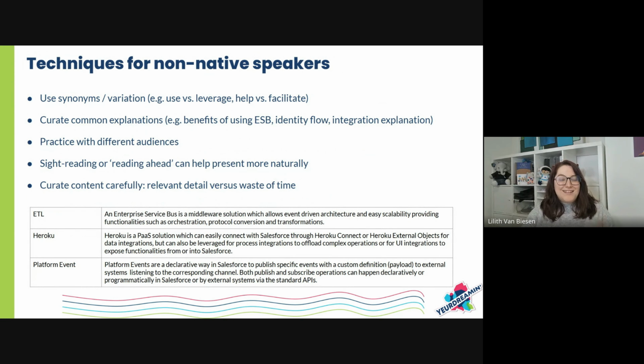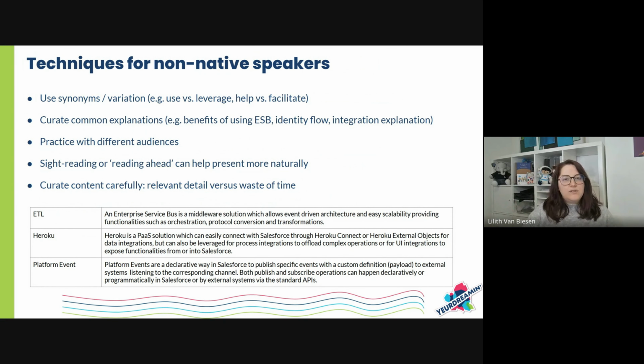Then we have some techniques for the non-native speakers out there. One of the things that I see a lot with people who don't have English as their first language is they use a lot of, let's say, simple words sometimes, which is very normal, of course, but think about how you can use synonyms and variation to really allow the conversation to flow a bit more, to be a bit more engaging, to not have the same repetition of the word do or use constantly.